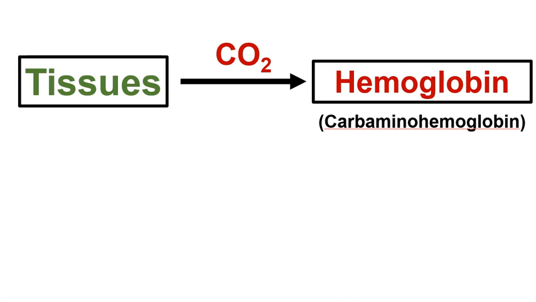typically CO2 concentrations are going to be the highest at the tissues where that CO2 is being produced. The tissues are also where oxygen is being unloaded from the hemoglobin so that those tissues can use oxygen in their metabolic processes.